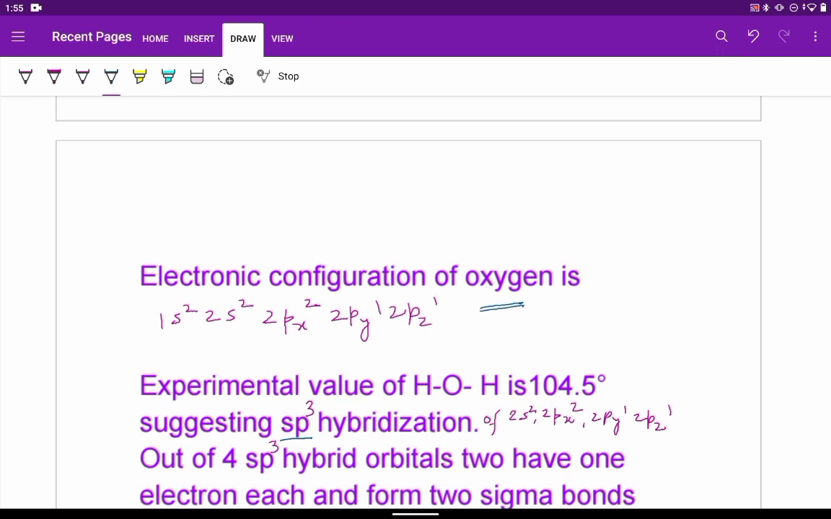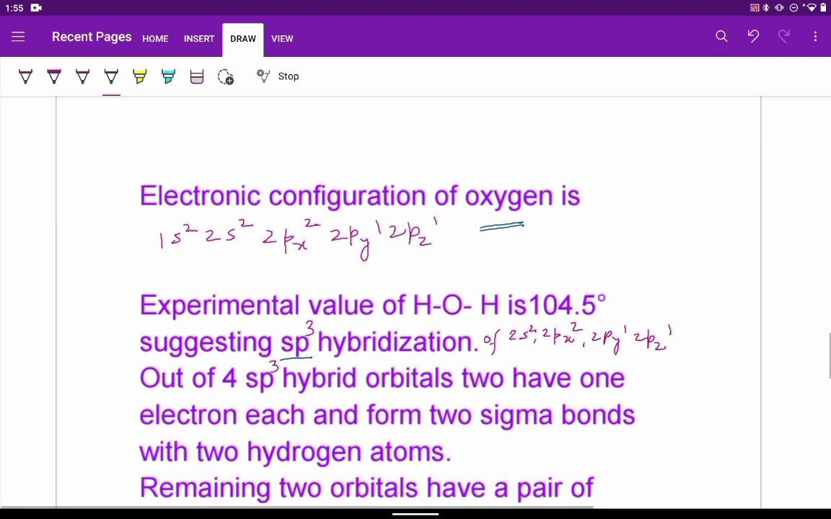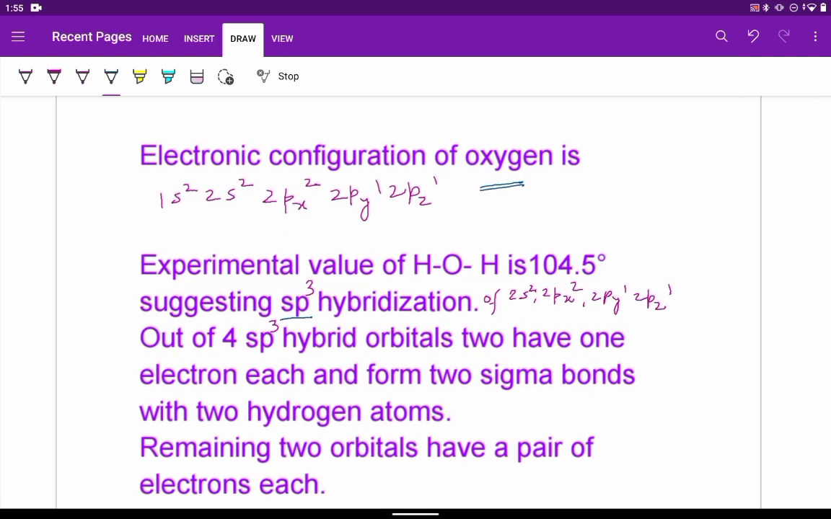This hybridization will be of the orbitals 2s2, that is 2s having 2 electrons. So which orbitals are participating? 2s2, 2px2, 2py1, 2pz1. So all these 4 orbitals will participate in sp3 hybridization, resulting in 4 sp3 hybrid orbitals. Out of these 4 sp3 hybrid orbitals, in 2 orbitals there will be 1 electron each, and these 2 orbitals can form sigma bonds with 2 hydrogen atoms. With 2 separate hydrogen atoms, they will form sigma bonds, that is single bonds.